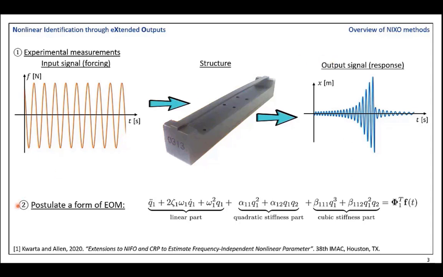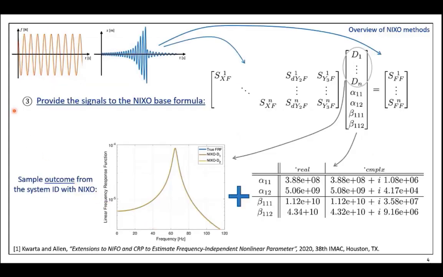Then we must postulate a form of the nonlinear equation of motion. This equation can be proposed via an educated guess, engineering judgment, or any other technique that allows one to postulate the nonlinear equation of motion beforehand. The third step of our procedure is providing the signals to the NIXO-based formula and solving it. As illustrated on this slide, the solution consists of the linear frequency response function as well as the estimates of the nonlinear parameters assumed beforehand.